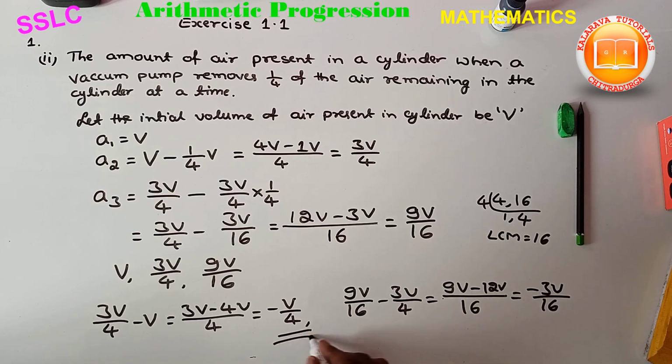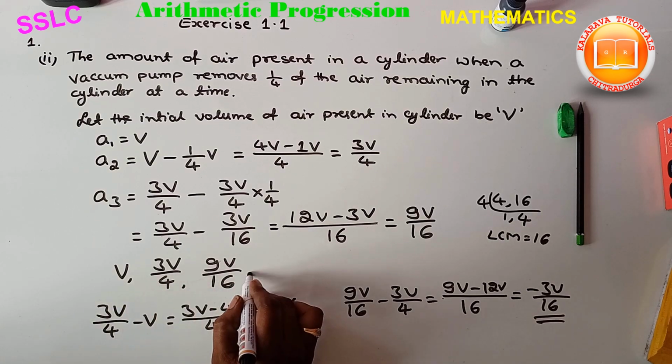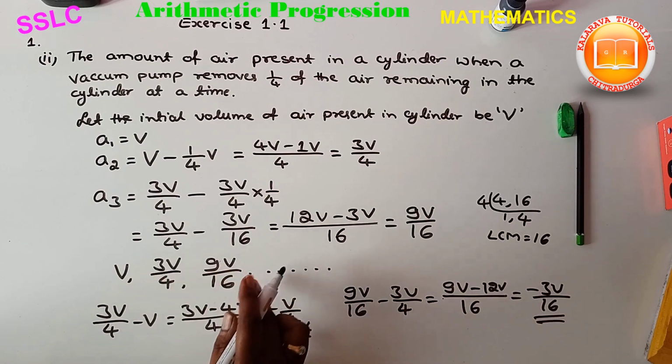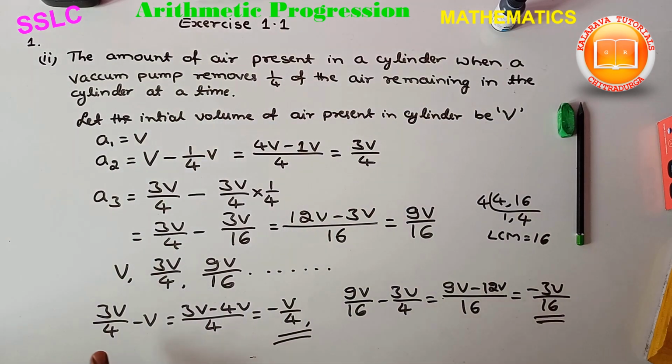Here you observe the common difference is different. There is no constant common difference between the terms of this AP. So we say that this problem, the amount of air present in the cylinder, is not an AP. So this is the solution of the problem.